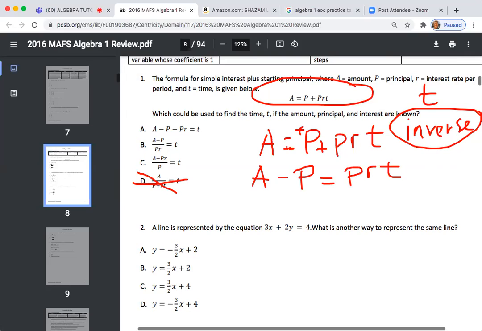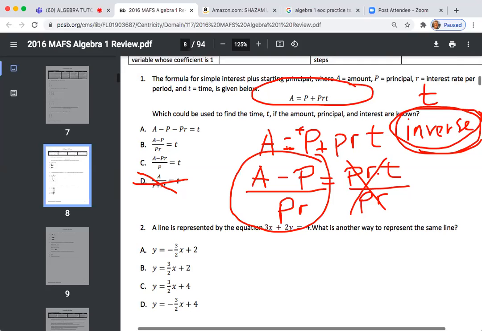Now, since the P and the R are multiplying T, you would look for division of them. Exactly. Brendan, you're really good with this. So you would divide by the PR, and which one says that? It would be B and C. Now, B and C, you're right. But once you divide by the PR, you notice the PR is in the denominator. So which one would be the answer? It would be B. Yes.